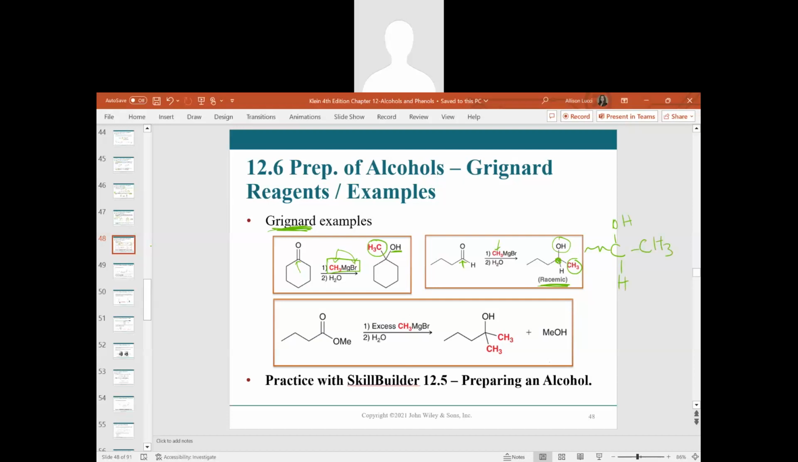And last but not least, in our example here, we have an ester. So we can use Grignard reagents with ketones. That's a good thing to point out. We have a ketone here. We had an aldehyde here. And then last, we have an ester. So all three of these types of carbonyl compounds can utilize Grignard. In this case, we have excess instead of a 1-to-1 molar ratio. So we can see that we've actually added two of those methyl substituents now to our alcohol. And as an additional product, we also produce some methanol.